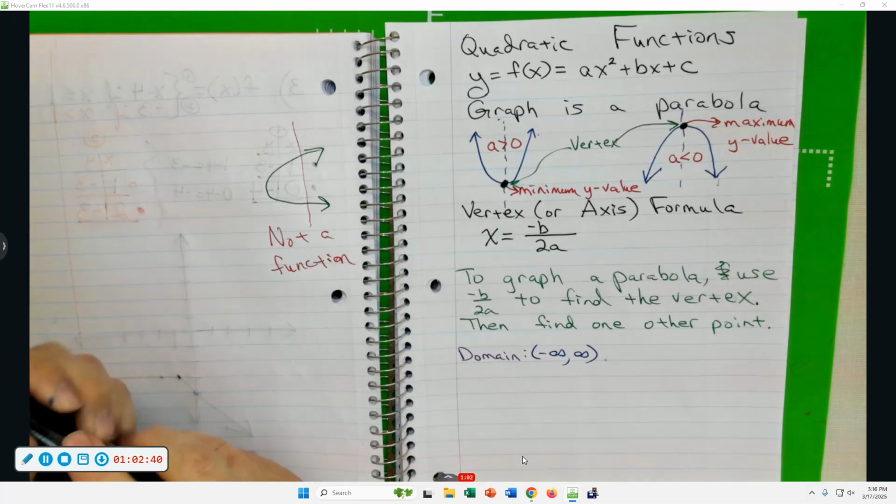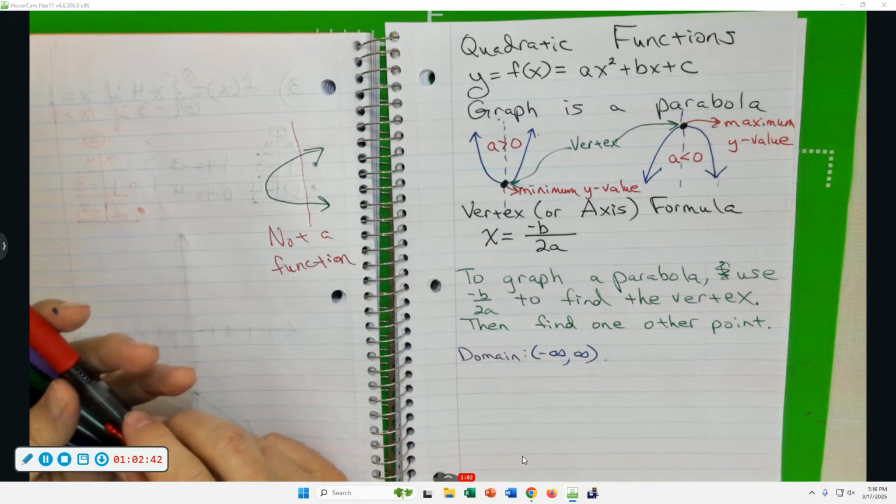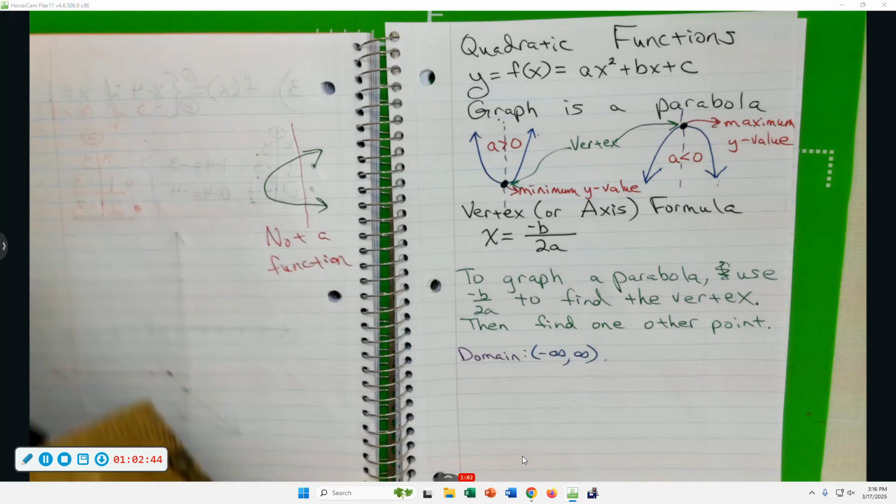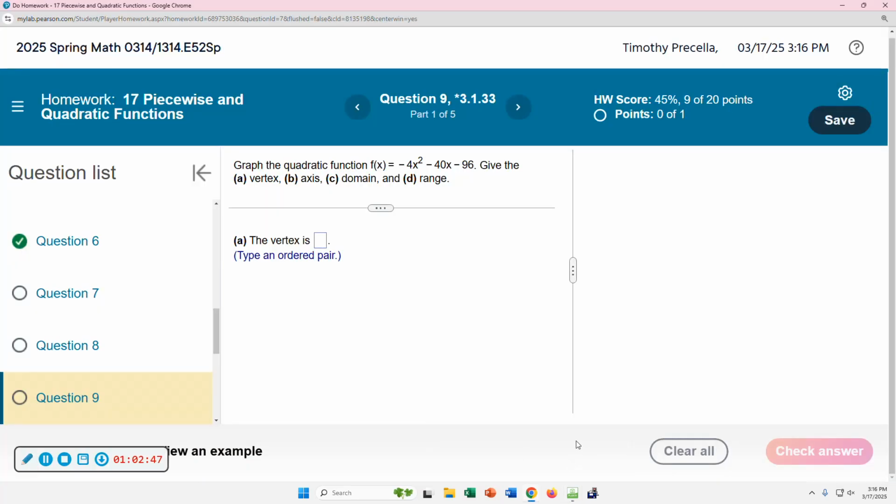The range is going to require a little more thought. They'll ask for the range. When you look at these problems, don't you love the problems that have all these different parts to it? Well, the vertex and the axis, that's where you use the minus b over 2a. That's not bad. The domain, part C, we know that's all real numbers. Even if you went back to something like number 8, it's a different quadratic function. The domain is still all real numbers. The range is where we have to do a little thinking.